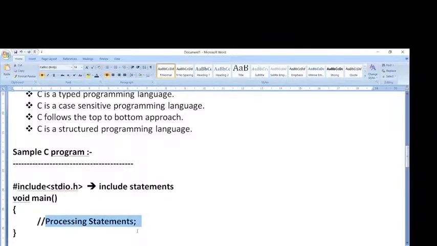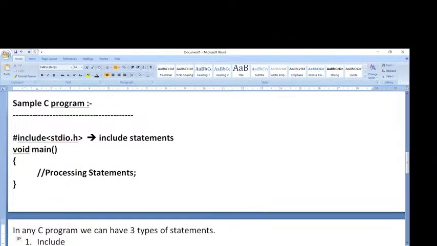Now tell me what I explained. In any C program, we can have three types of statements. What are those? The first one is include statements. The second one is the main method, also called the main function. The third one is processing statements. This line is called the include statement, this is called the main method, and this is called processing statements. In any C program, you can have these three types of statements.